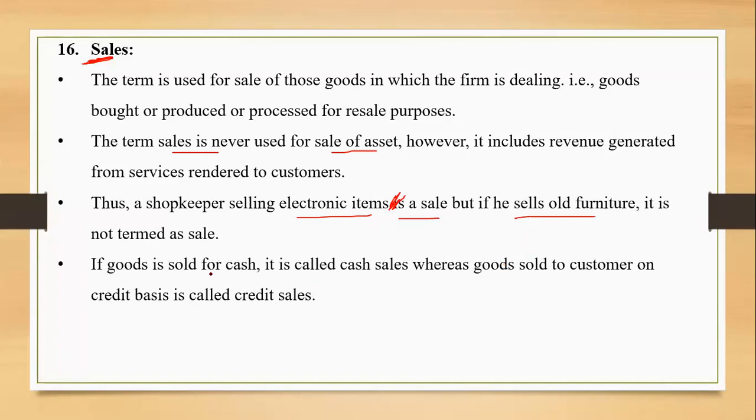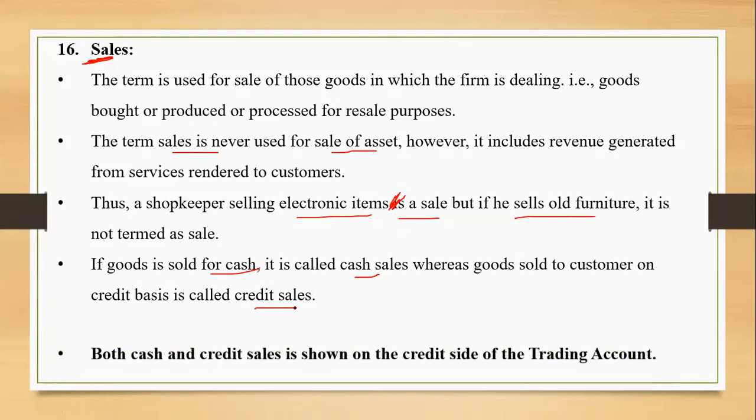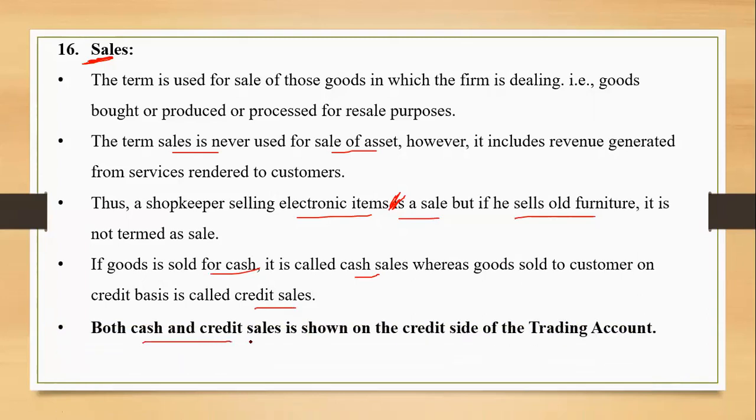Again, the same thing for cash sales and credit sales. If the goods are sold for cash, it will be termed as cash sales. Whereas if the goods are sold on credit to the customers, it will be treated as credit sales. Now, where do we write this? The cash and the credit sales. Both the sales are to be recorded in the trading account on the credit side, right? Both cash and credit sales, credit side of the trading account.